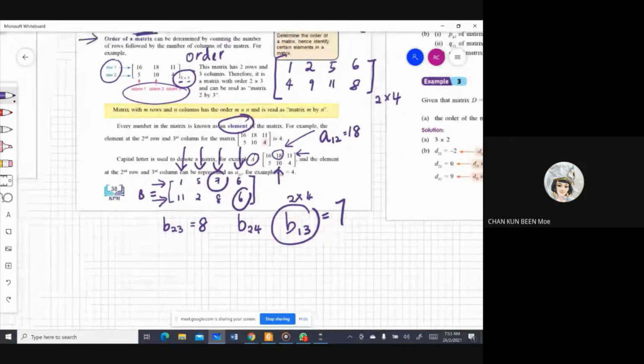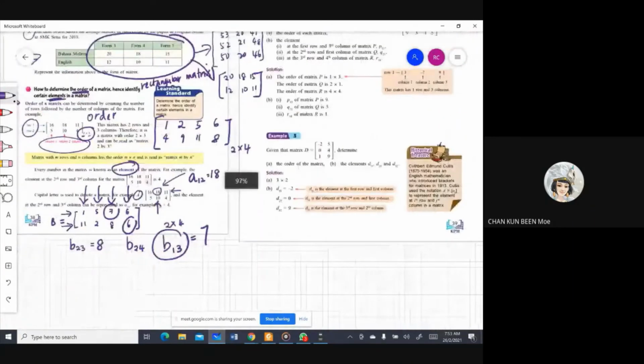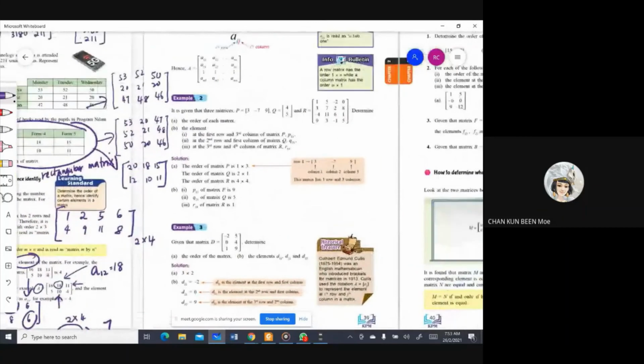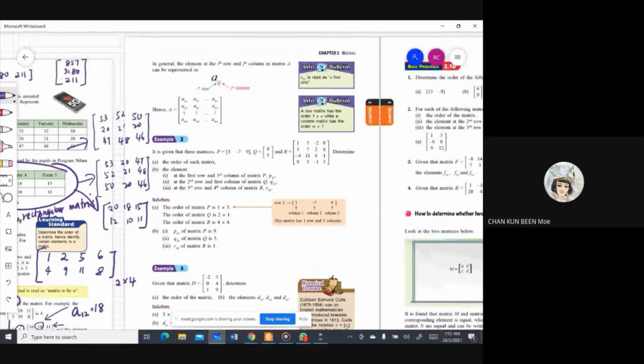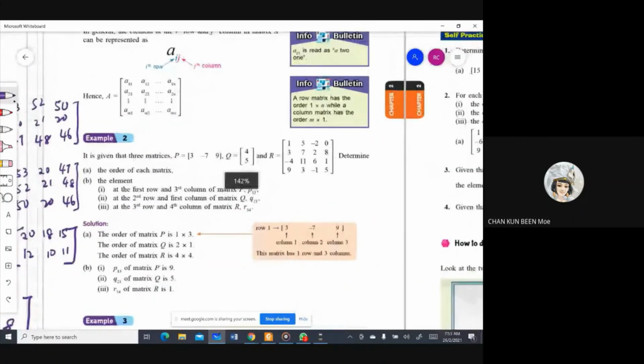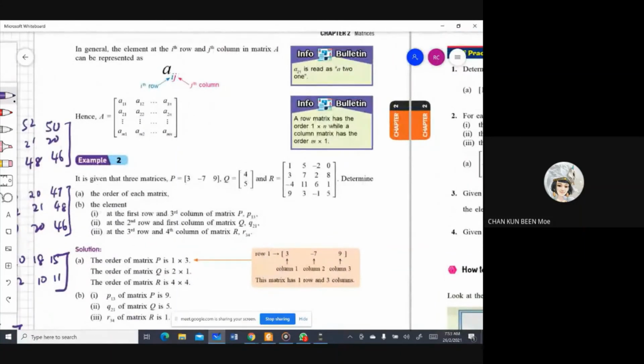Okay, now we are going to continue to the next example here. In general, the element at the ith row and jth column in matrix A can be represented as Aij like this. What I've told you just now. So the first one, first row, first column is A11. First row, second column, A12.